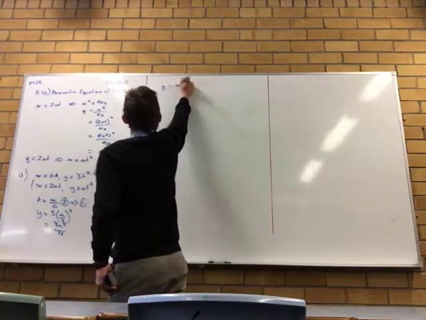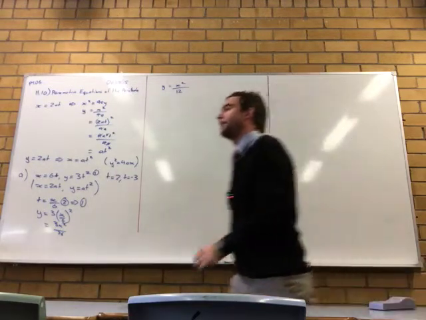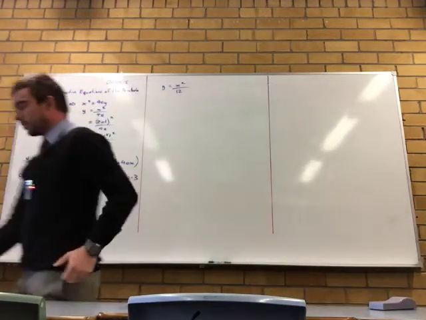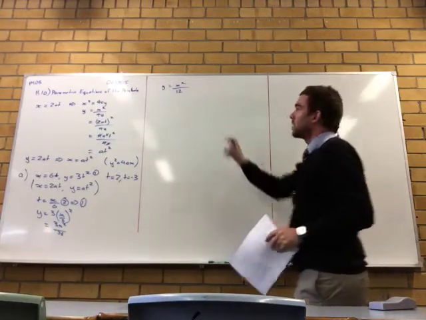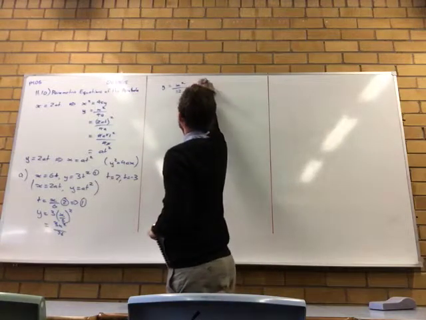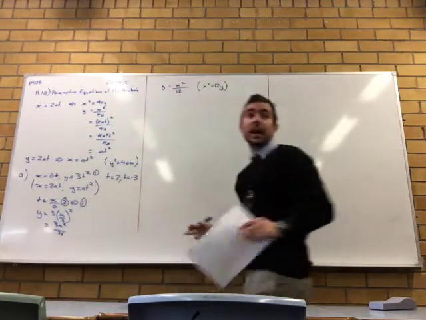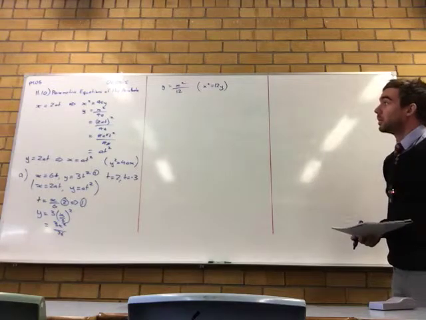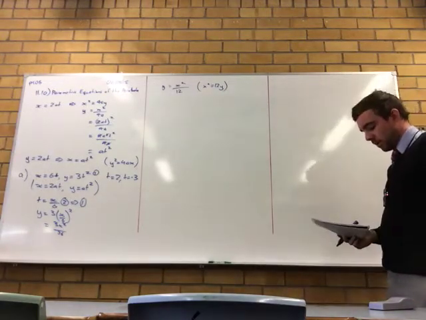So y is going to be x squared on 12. So this is really saying x squared equals 12y. Okay, putting it back in the format that we're used to. Okay, but that will be fine.